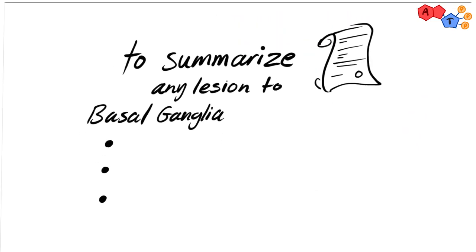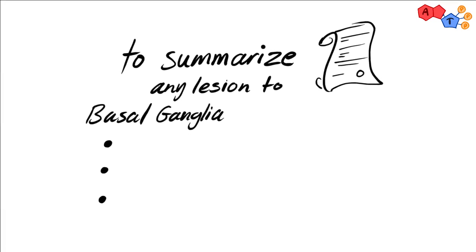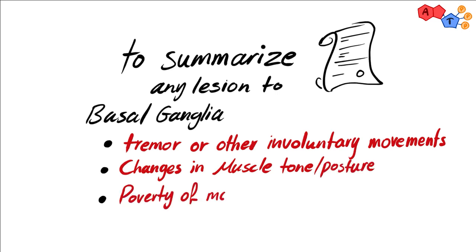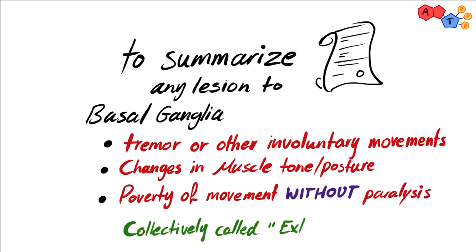In summary, any lesion in the basal ganglia might result in one of the three consequences. First, tremor or other involuntary movement. Second, changes in muscle tone or posture. Third and last, poverty of movement without paralysis. These symptoms are collectively called extrapyramidal symptoms or extrapyramidal syndromes. All in all, the basal ganglia is important in voluntary movements and making our postural adjustments. It receives cortical input and provides feedback to the cortex to modulate our movements.